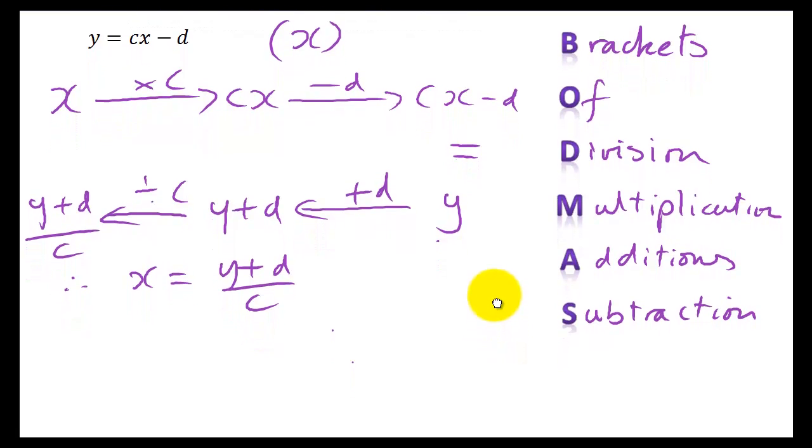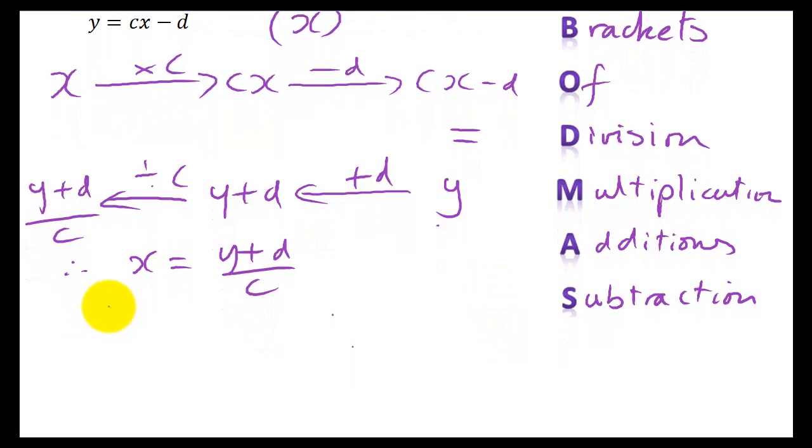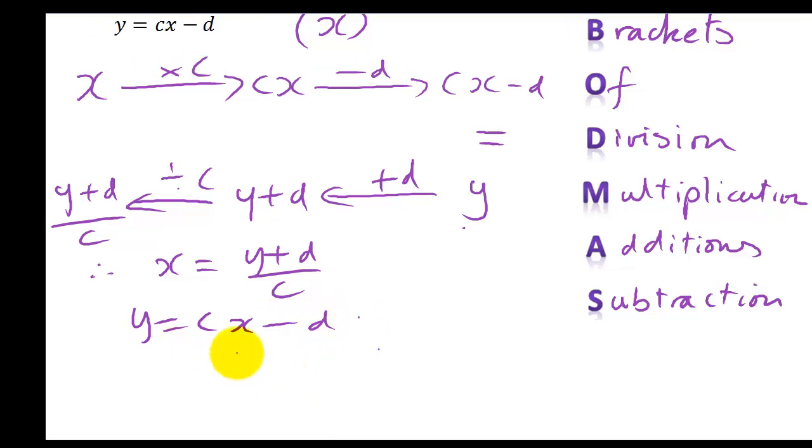So let's start again with y equals cx minus d. The first thing we do is look at where x is, and we see we times by c and we minus d. So the last thing we do is the first thing we undo. It's the same analogy as getting dressed in the morning and undressed in the evening. If you put a shirt on first and then put your jumper over the top, you can't take your shirt off before taking the jumper off. So the last thing you put on, you take off first.